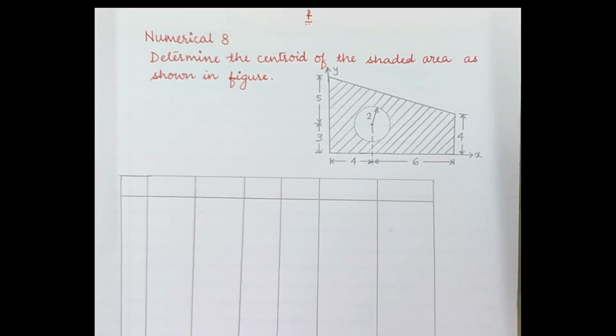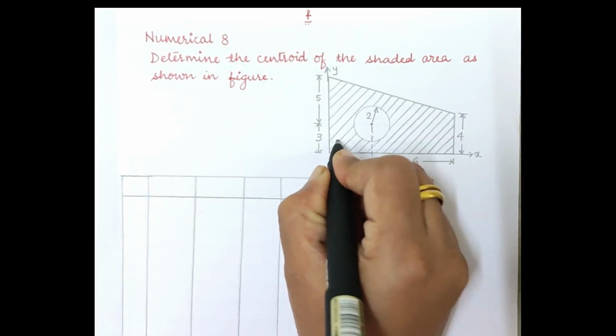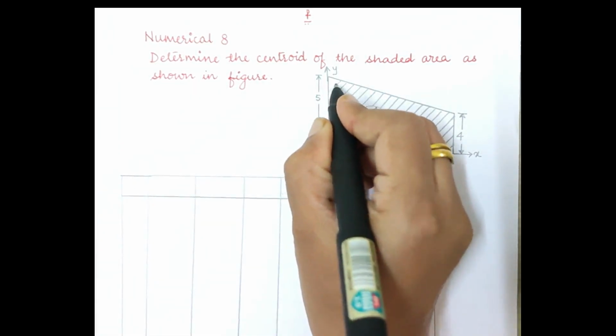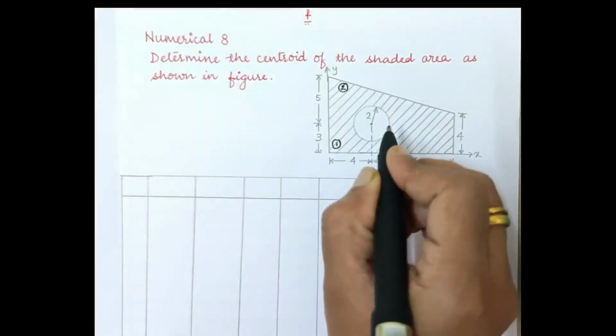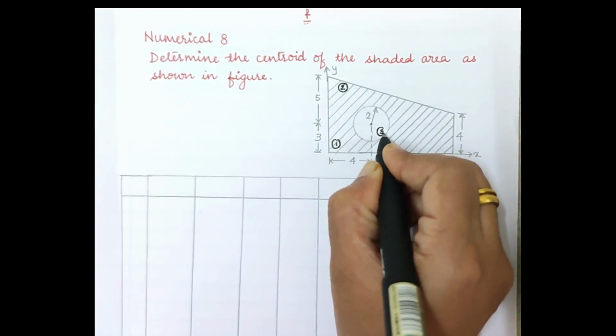Students, let's solve this numerical together. Determine the centroid of the shaded area as shown in the figure. Now, the area that is given to us, which is shaded, is a combination of a rectangle, a triangle, and the deduction of the circle in the middle. So, we have to take three figures, namely the rectangle, the triangle, and the circle.